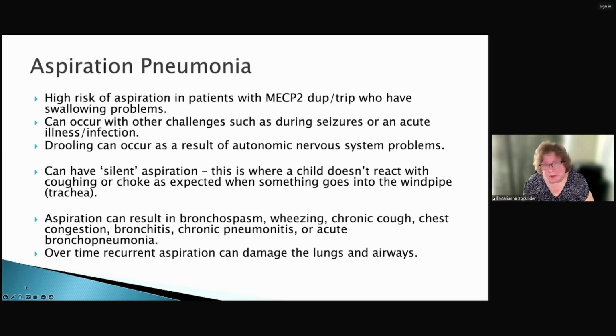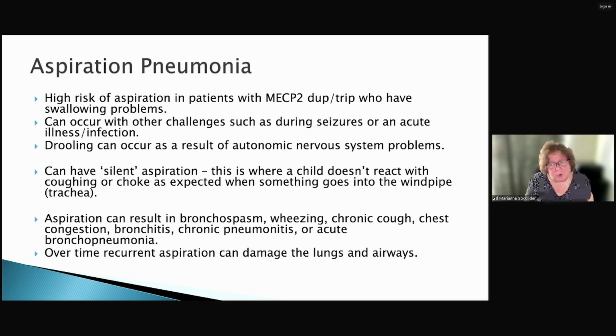Aspiration pneumonia is a particular concern and one that we try and watch out for and be suspicious of, particularly in children who are having swallowing problems. Aspiration can also occur with acute issues such as during a seizure or an acute illness or infection. So if you have some mild swallowing issues, you're not going to perform as well, and you may be even more challenged when you're in a situation where you're weak, where you're feeling sick, or when you're out of control, like in a seizure. Drooling also can occur because of autonomic nervous system problems with MECP2.